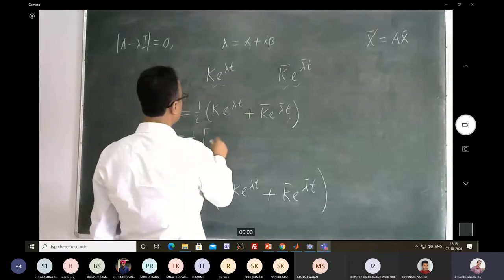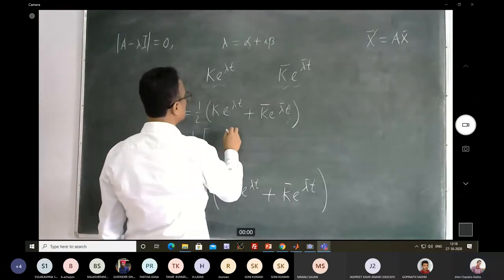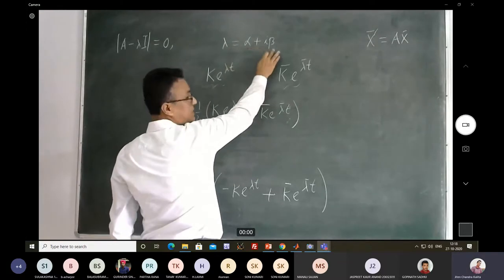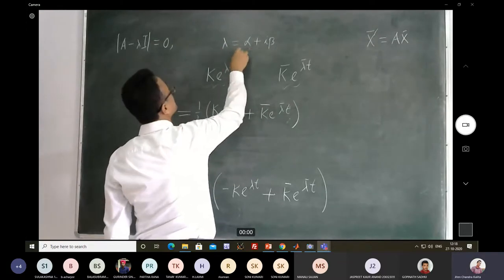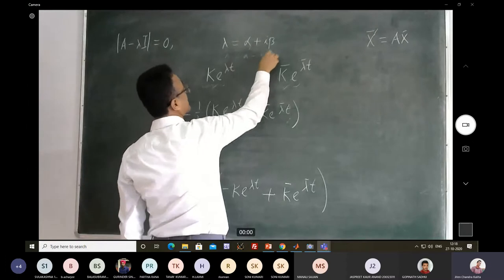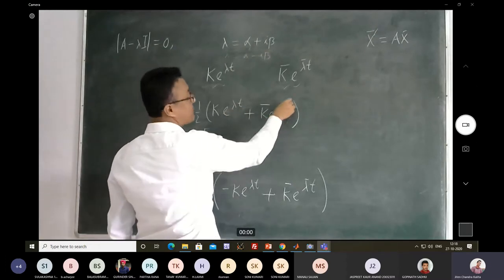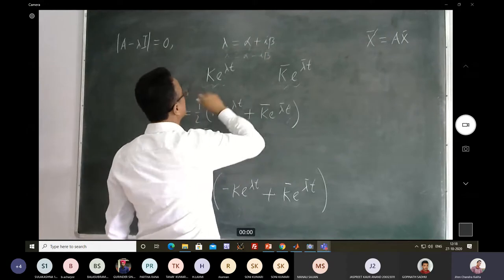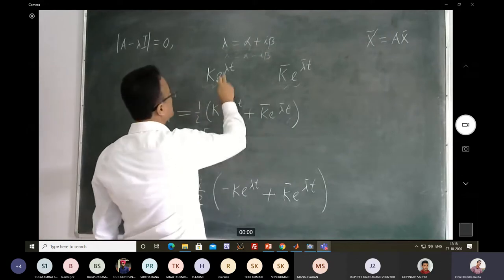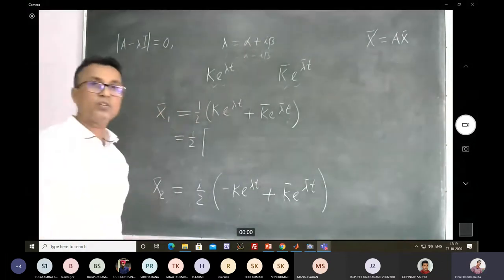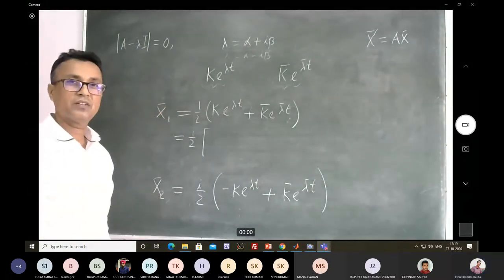So then this is going to be, see, lambda equals alpha plus i beta, right? So lambda bar is simply alpha minus i beta, okay? So from e to the power lambda t and e to the power lambda bar t, from both of them, your e to the power alpha t is going to be common. Is it okay with everybody?